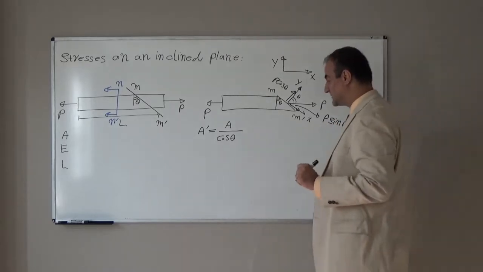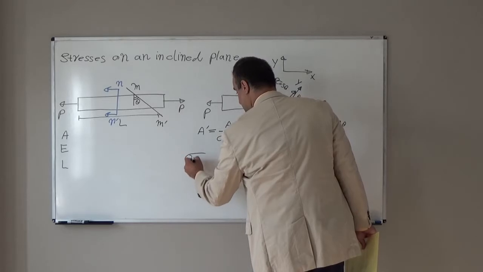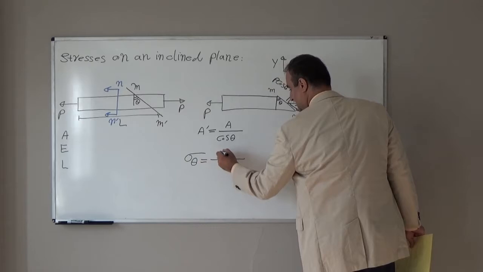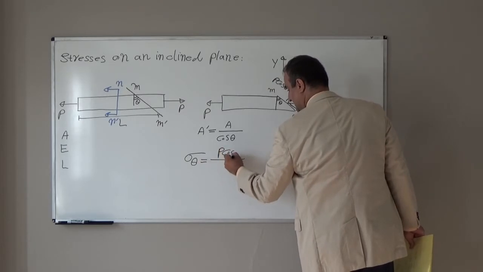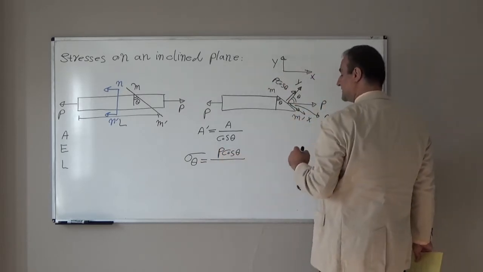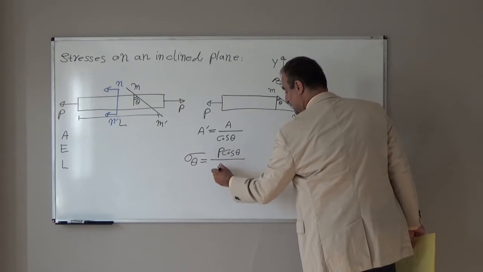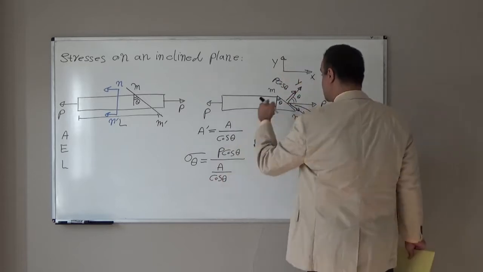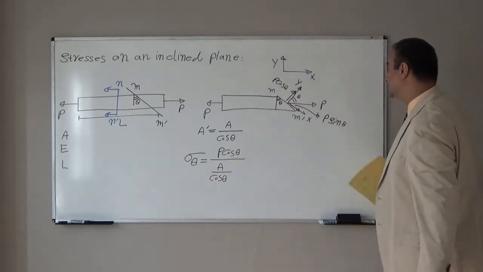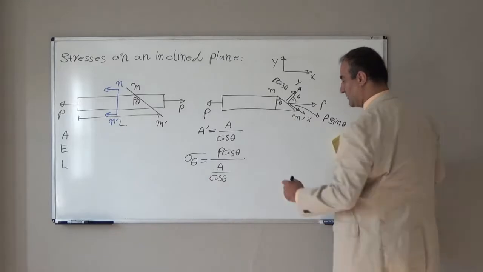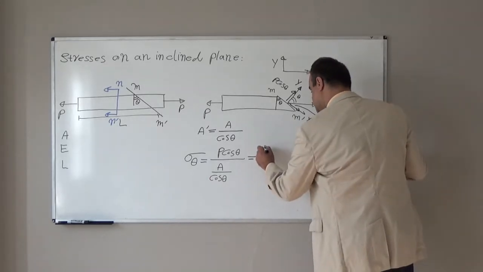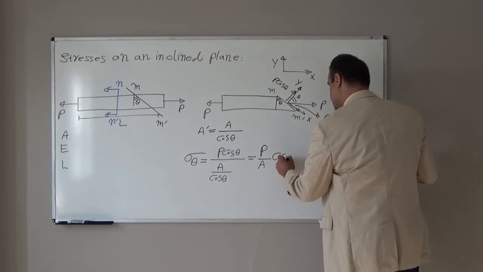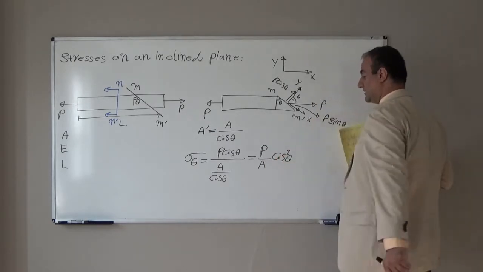So the normal stress in that plane will be the normal force, which is P cosine theta, divided by the area. The area here is A divided by cosine theta, because the area for that section is A prime. From here, normal stress will be P over A cosine squared theta.